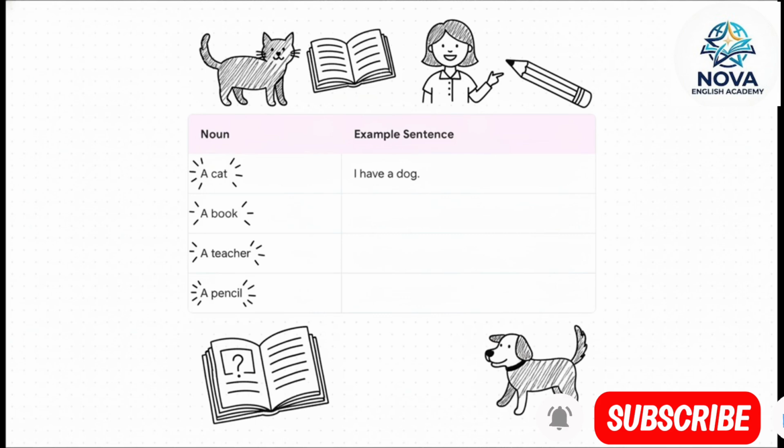We have a cat, a book, a teacher, a pencil. You can literally hear how hard those starting consonant sounds are, right? K for cat, b for book. Because of that hard consonant sound, we use a. If you drop it into a sentence like, I have a dog, it just flows perfectly.